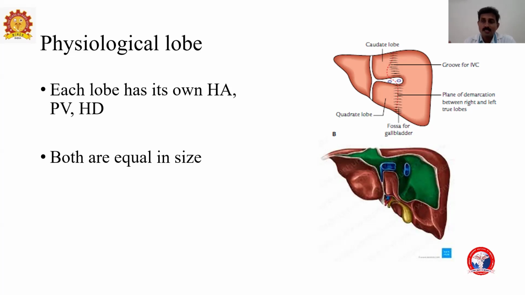Now each lobe, as I said, it is the functional division, has its own branch of hepatic artery, own branch of hepatic vein, and hepatic duct. The only vein we can say as a branch is the portal vein. All other veins you should say as tributaries, but here we can use the term branch. So portal vein branch, hepatic artery branch, and bile duct branch.